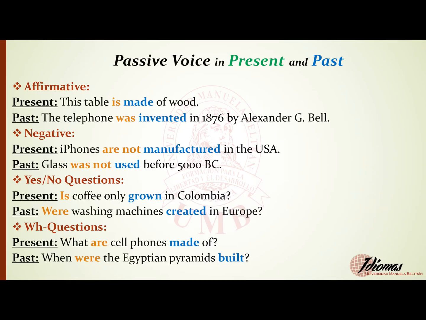Let's continue. So we have the affirmative, negative, and the yes or no question form. And also we have the WH question. So let's take a look at one of each. Affirmative in the present tense. This table is made of wood. This is affirmative. In the past tense, the telephone was invented in 1876 by Alexander G. Bell. Negative. iPhones are not manufactured in the USA.